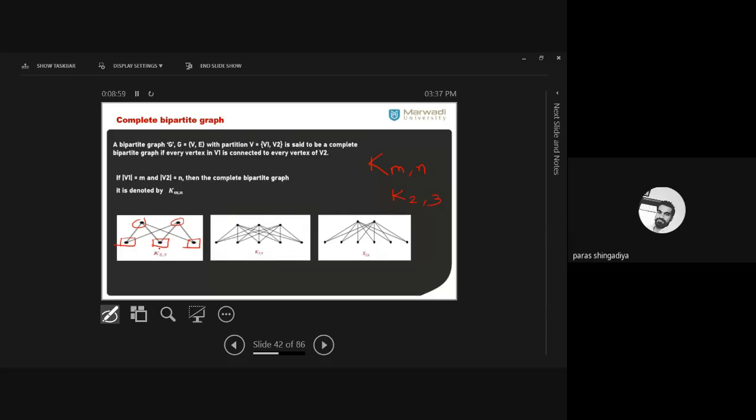Same here. In the second graph, the degree of all the 3 vertices in the upper part will be 5, and the degree of all the vertices in the lower side will be 3. Clear? Here both vertices have degree 6, and the degree of all the other vertices would be 2. Clear? So this way we can verify whether any edge is missing or not.